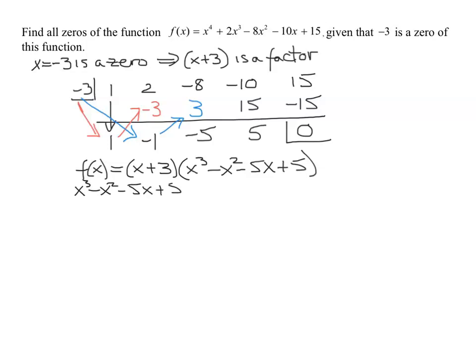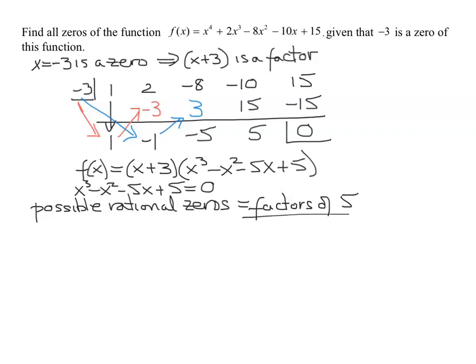And what we're going to do is find all the possible rational zeros. And remember, the way to find that is factors of the constant term, which is 5, divided by factors of the leading coefficient, which is 1.